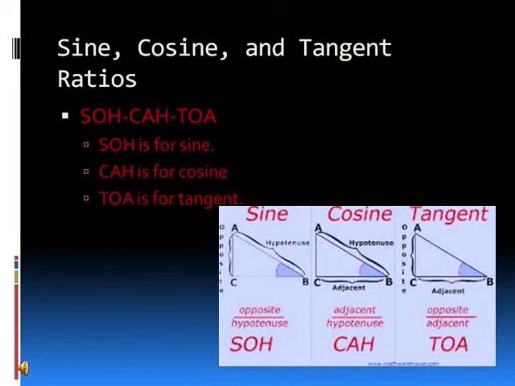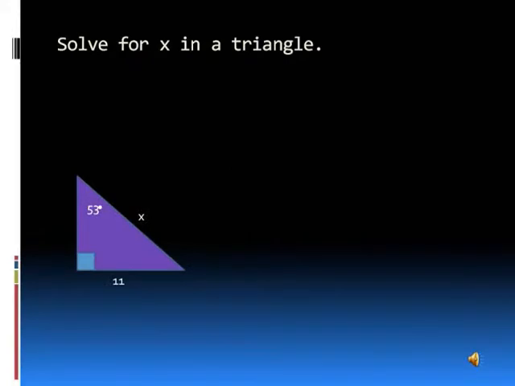Now let's see here. Problem number 1 asks me to solve for x in a triangle. It has a 53-degree angle and a side that is 11 units. I have to figure out whether I use sine, cosine, or tangent to solve the problem. Since the side that is 11 units is opposite the 53-degree angle and x is the hypotenuse of the triangle, I'll be using sine to solve the problem.